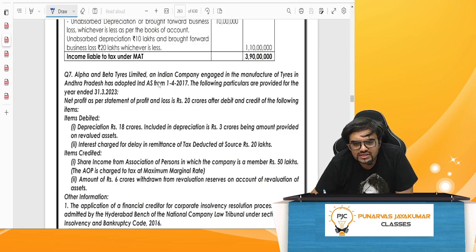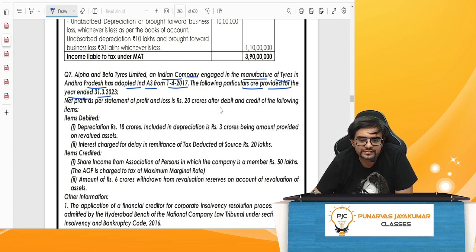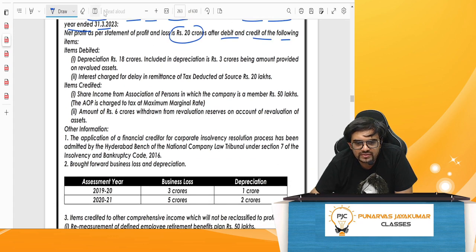Alpha and Beta Tires Limited, Indian company engaged in the manufacture of tires in Andhra Pradesh, had adopted Ind AS from 1/4/2017. The following particulars are provided for the year ended 31/3/2023. Net profit as per statement of P&L account is 20 crore after debit and credit of the following items. Items debited, depreciation 18 crore. Included in depreciation is 3 crore being amount provided on revalued assets. Will you take that? No. Interest charged for delay in remittance of tax related source 20 lakhs. Should you take interest? Is it part of the amount of tax payable?